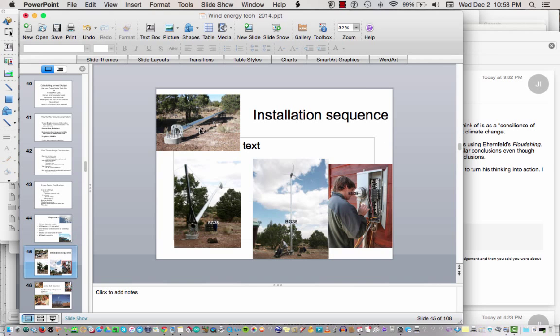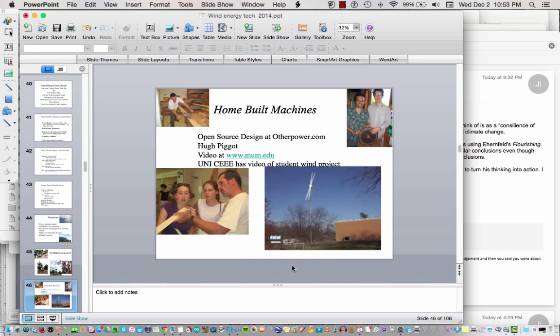Here's the installation sequence. It's a tilt-up situation where you build a foundation for the tower. The tower lays down, and you put up what's called a gin pole. Here's a gin pole. You connect a cable, and it goes up to the gin pole, and you pull it with some device, a truck or a winch, and it lifts the turbine and tower up until it's directly upright, and then you can bolt it down. Then it's just a matter of running the wire inside to the circuit breaker panel, and you can start to produce power, because all the electronics and controls are on top of the tower.